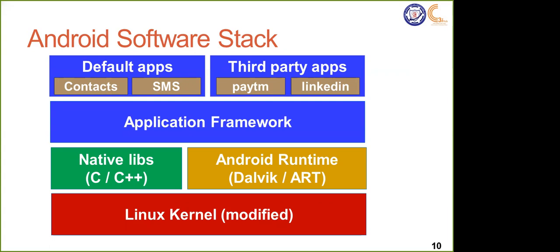Another component is the native libs, which provide native libraries written in C and C++ to increase the performance of an application. And there is the application framework, which provides the APIs to design an application. The other layer is the application layer, which contains the default apps and the third-party apps. The default apps are the apps that come with the mobile device when we purchase it, and the third-party apps are the apps that we generally install as per our requirements.